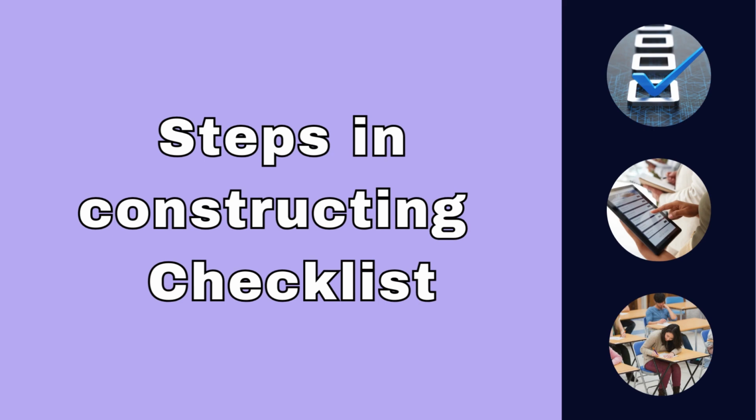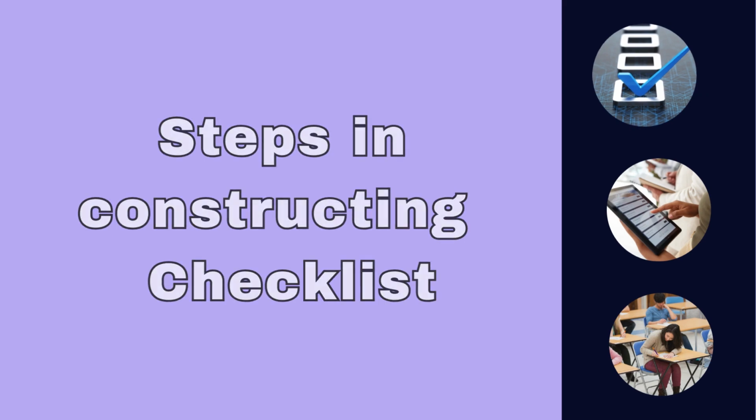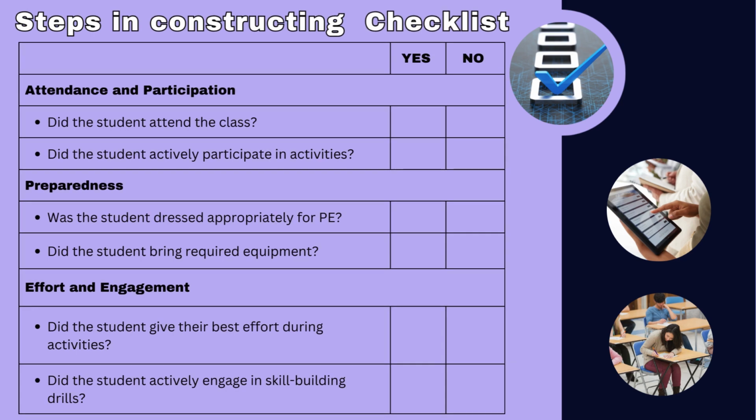So, in the process of constructing a checklist, these are some of the essential steps. First, enumerate attributes or characteristics. In this step, you create a comprehensive list of all the attributes or characteristics that you want to assess or check. These could be specific items, qualities, or criteria related to a particular task, process, or situation.